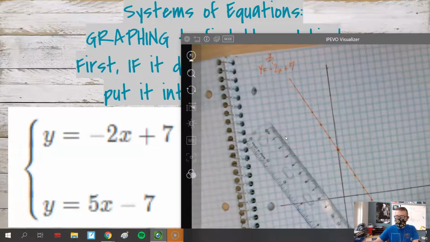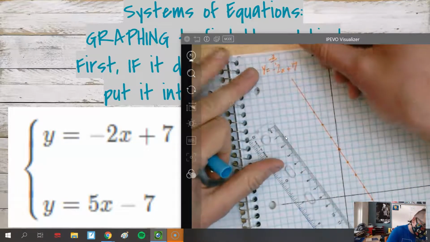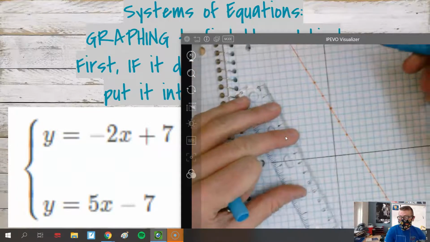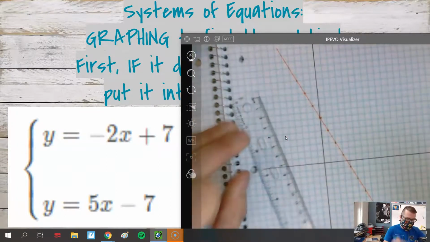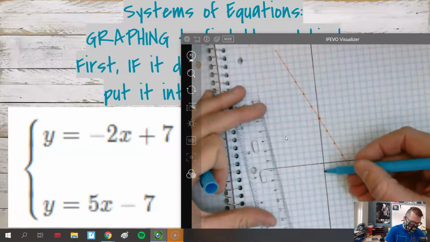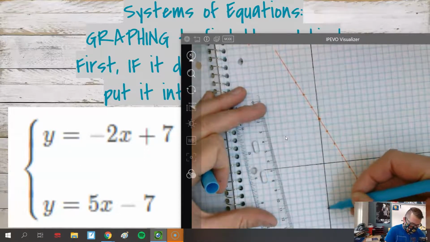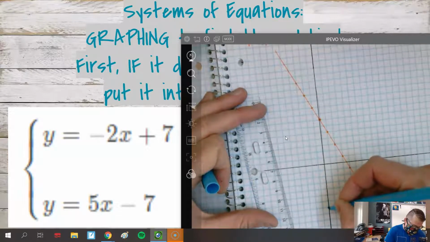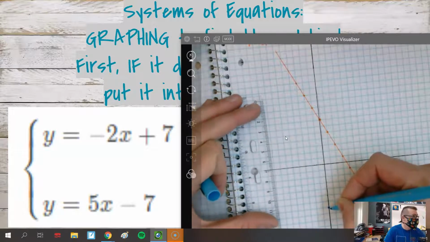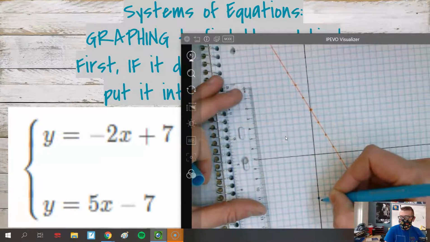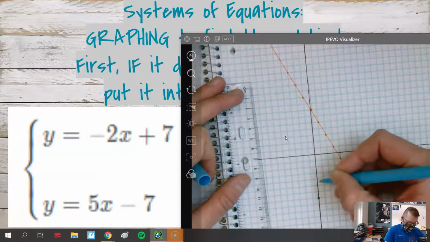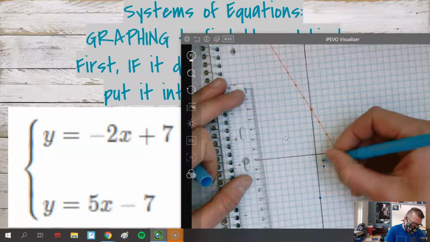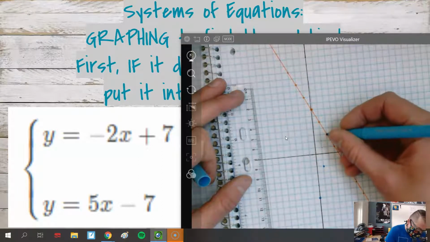So if I then make my 5x minus 7 my blue line, y equals 5x minus 7. If I follow Zoe's advice of how to graph, start at my y-intercept, negative 7: 4, 5, 6, 7. Double check it: 1, 2, 3, 4, 5, 6, 7. Now my slope is 5, so what do I do to move? Up 5 over 1, right? Up 5 to the right 1. Up 5: 1, 2, 3, 4, 5. Oh, there it is.